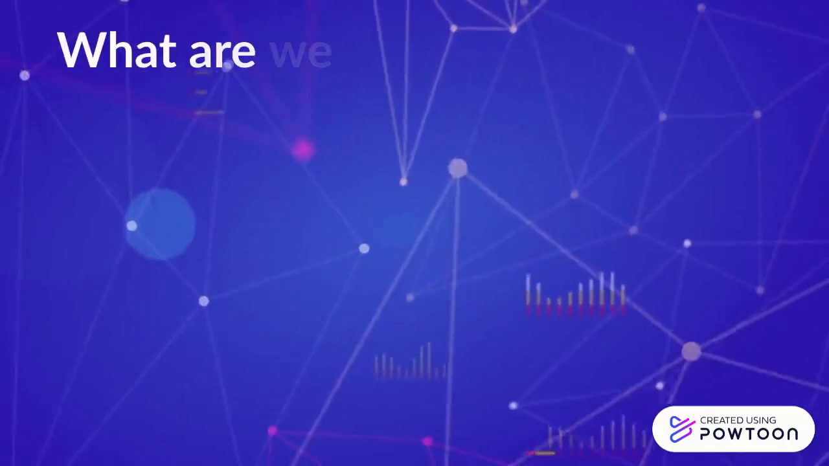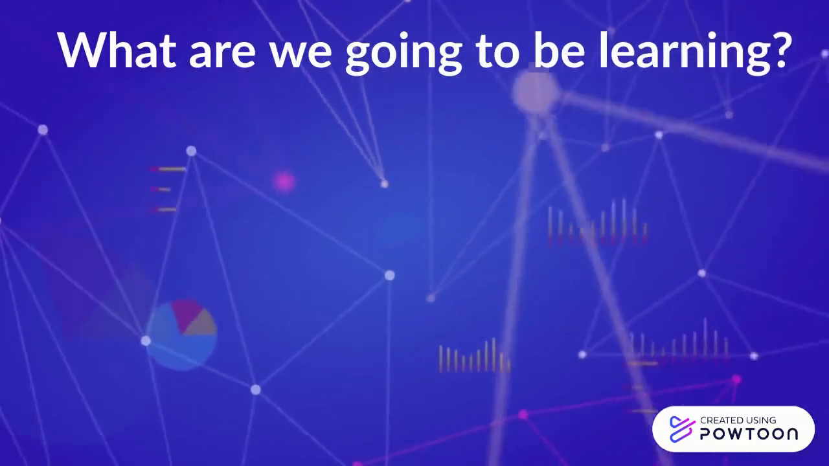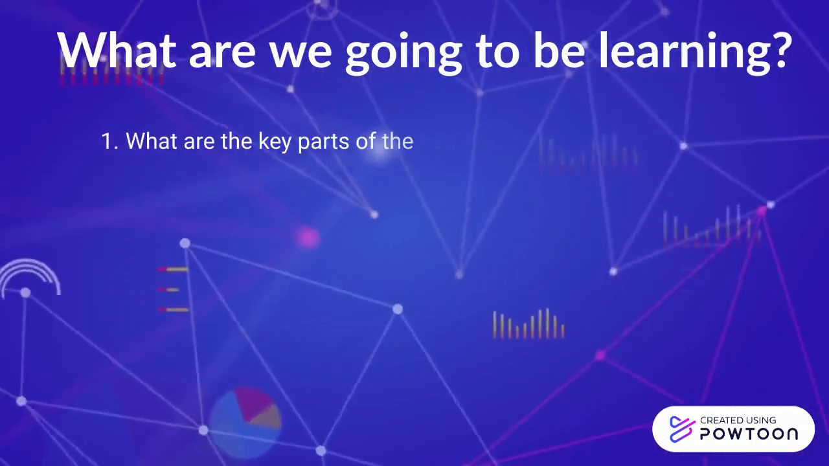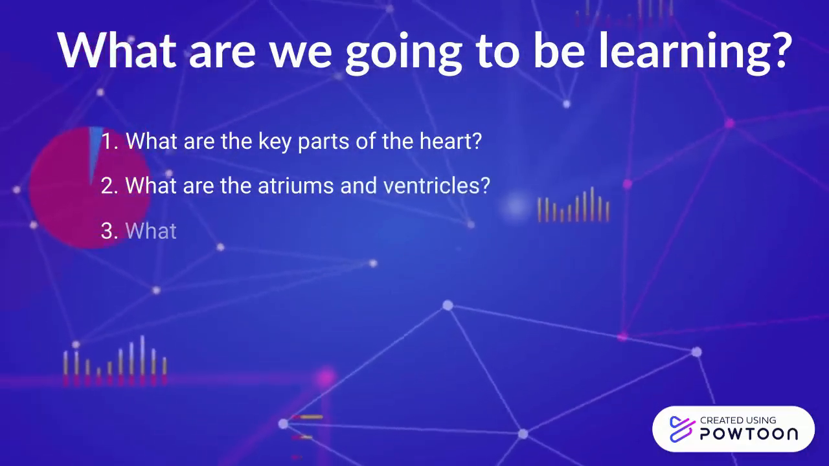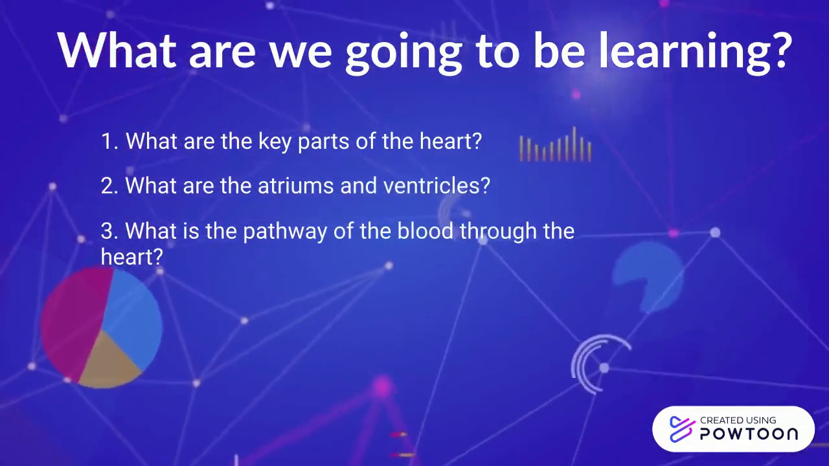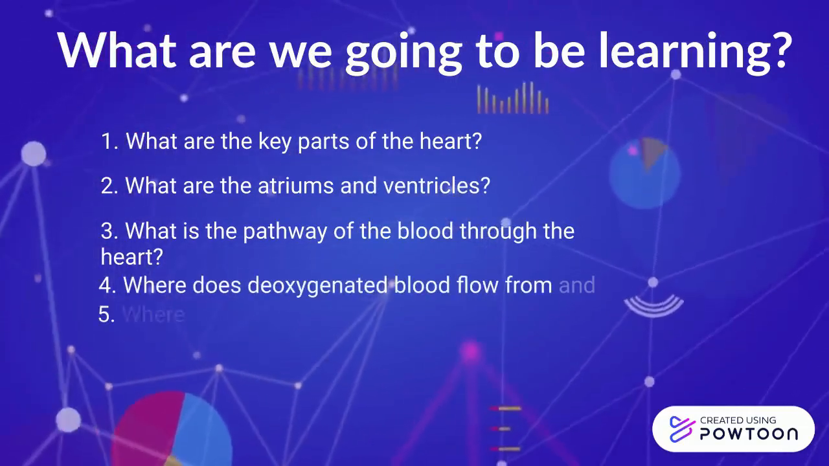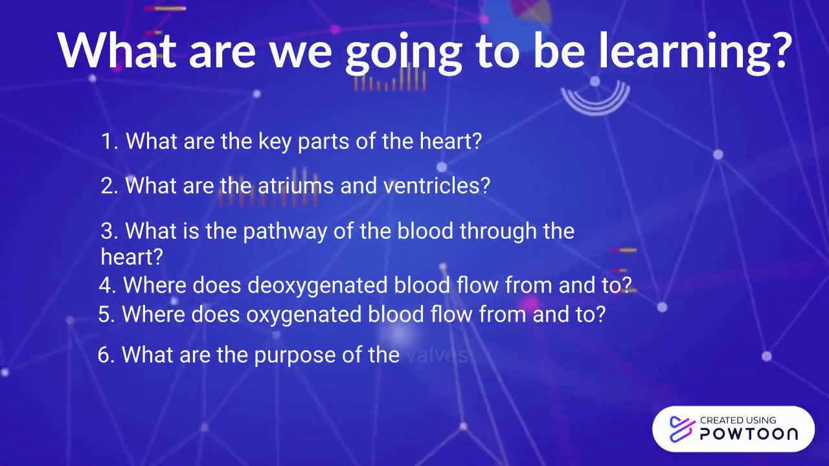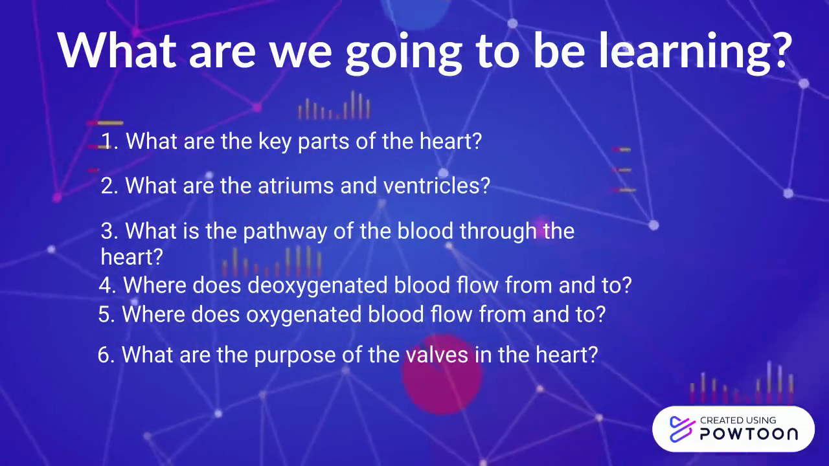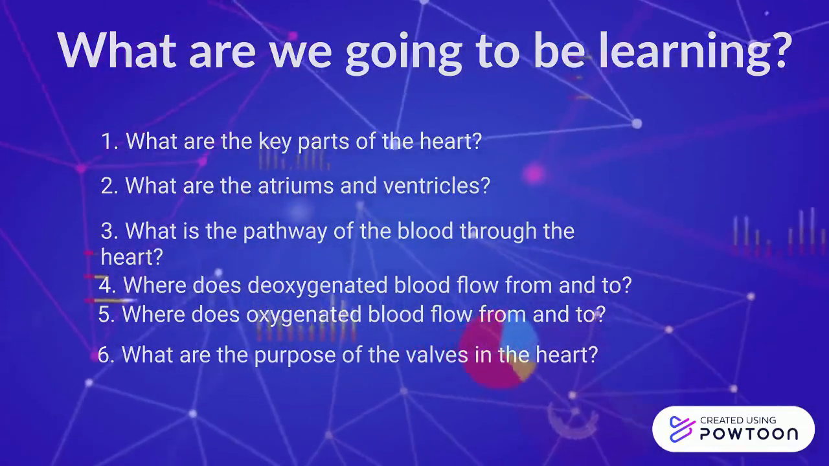By the end of the lesson, we want to be able to answer the following questions. Firstly, what are the key parts of the heart and what are the atriums and ventricles? Then looking at what is the pathway of blood through the heart and where does deoxygenated blood flow from and to, and where does oxygenated blood flow from and to? And finally, be able to understand what is the purpose of the valves in the heart.